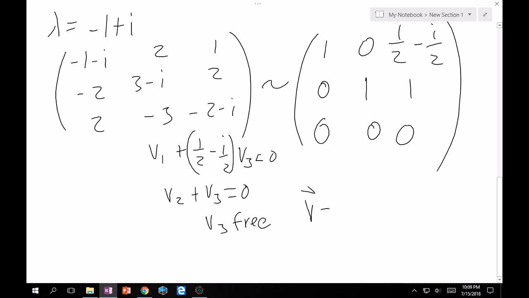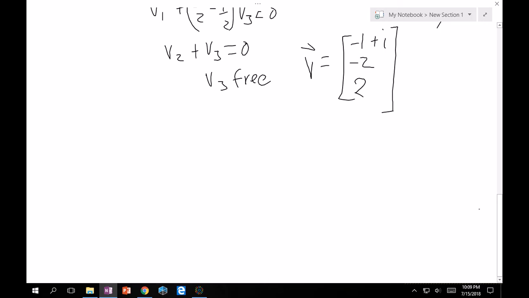is that v can be, okay, let's think about this. Let's say v3 is 2. So by the second equation, v2 plus v3 equals 0, the v2 has to be minus 2. Okay. And then from there, I chose 2 because that's going to get rid of the 1 halves and the 1 half minus i over 2. So by that, v1 has to be minus 1 plus i. Right? And you can double check this.